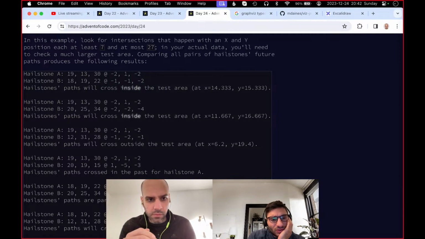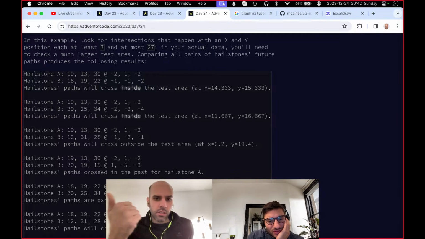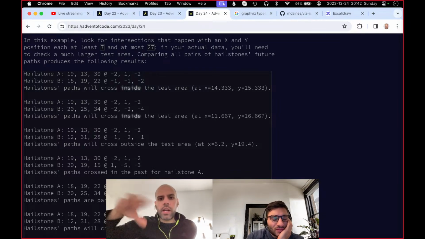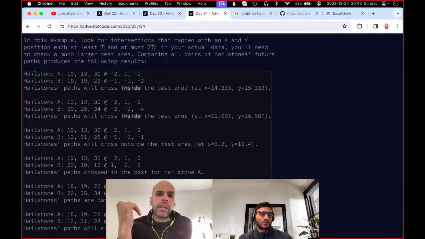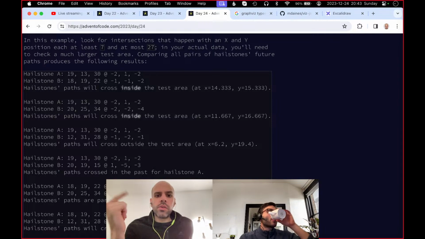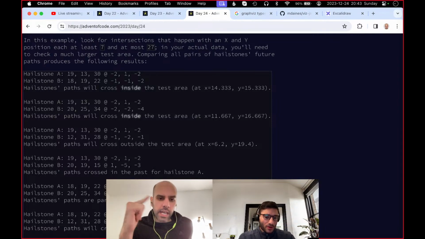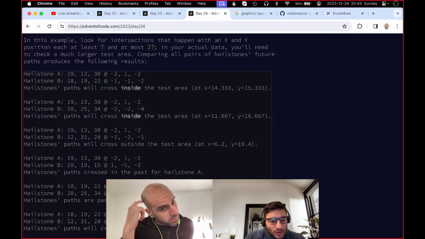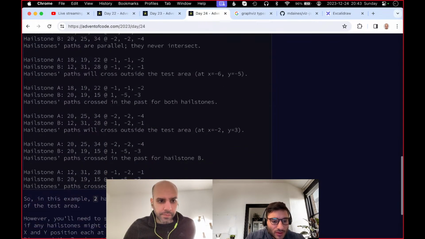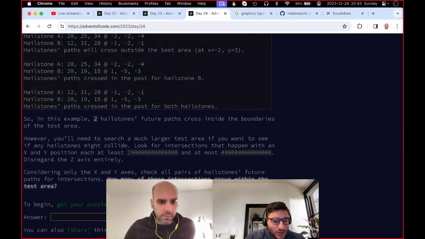Wait, hold on. They've just given us an x, y position at least 7 and at most 27. Oh, so it's 7, 7, 27, 27? Yes. So it's describing a square in the Cartesian plane, and they're asking, are the lines going to intersect inside this square? Cool. All right, and then let's go down. I'm not going to bother reading the examples yet. So in this example, there are 2 hailstones.